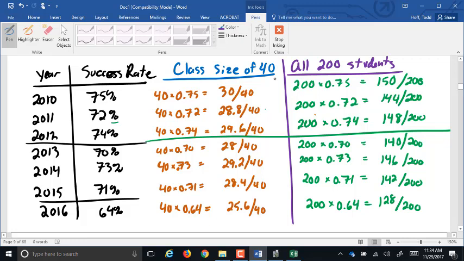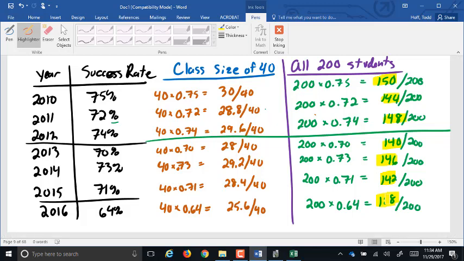Now, if we look at those numbers, again, the first several years, it didn't look like a big deal. We had 150, 144, 148, 140. It's changing by 6 or 8 students per year. But now that 2016 dropping to 128, that's 14 students less. That's a huge drop. Now that starts to look a little bit more significant.